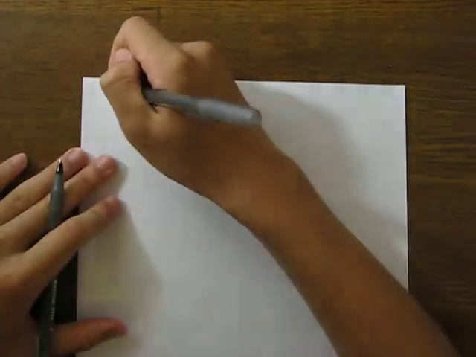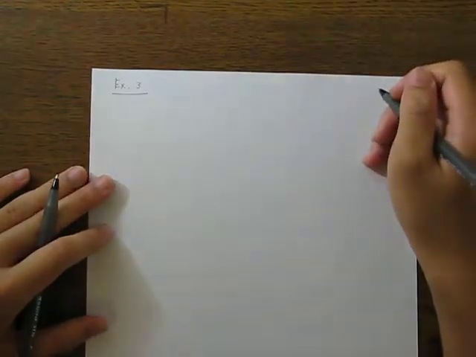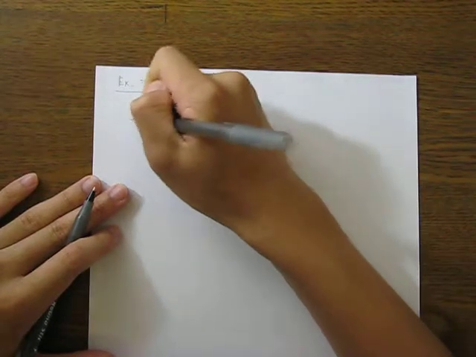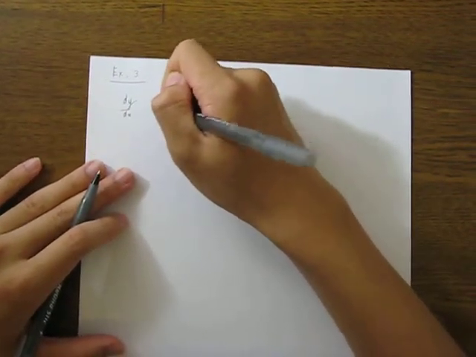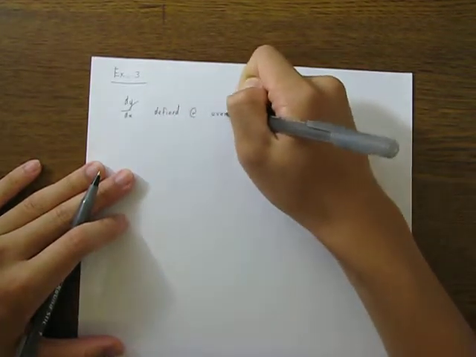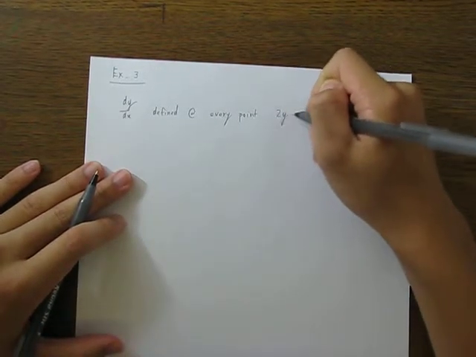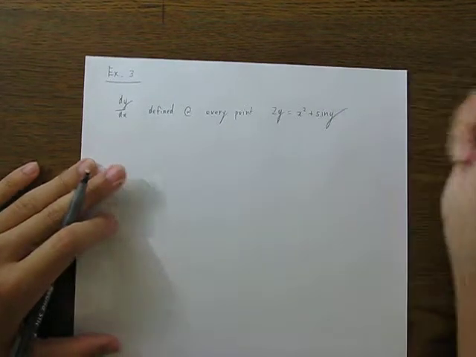Now, let's move on and do another example. This is example number 3. It asks us to show that the slope dy/dx is defined at every point of the graph 2y equals x squared plus sine y.